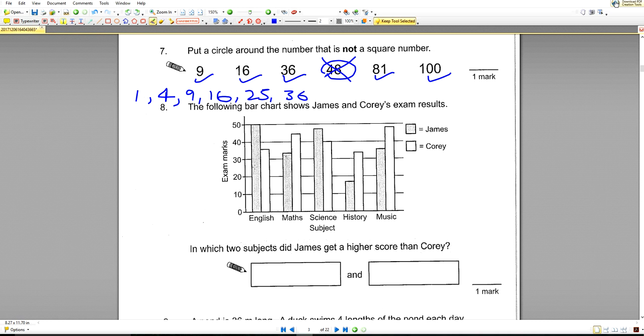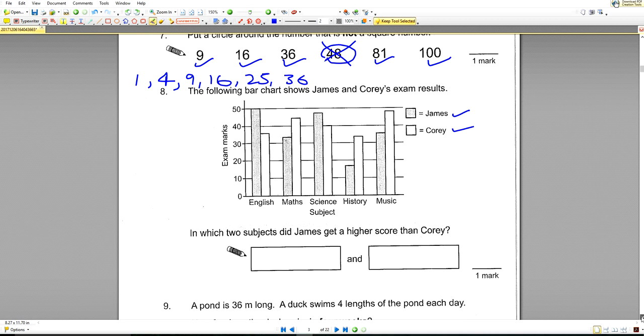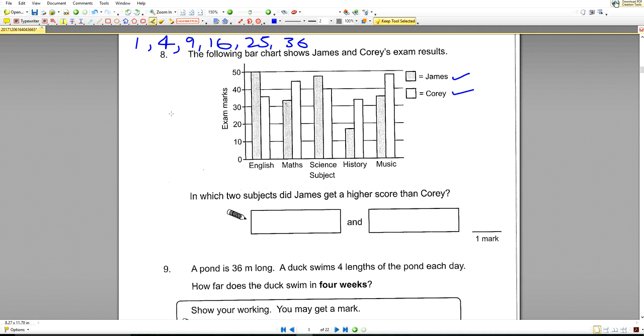Question number 8. The first bar is colored in gray, and the second one is white. The first one is James, and the second one is Corey. So we're interpreting a bar graph, a bar chart. The question says, in which two subjects did James get a higher score than Corey? Okay, so James, the gray bar, is going to be higher. That's quite obvious in this one here. You can see here that Corey's mark stops here, but James goes up higher. So English is one of them. Now this one's lower, this one's lower, this one's lower, but this one's higher. So Corey has scored less and James has scored more. So that will be science.